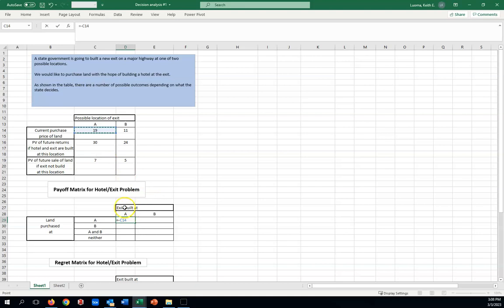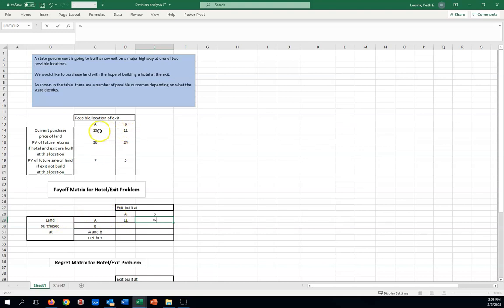So we have to look at this side of it. This is saying that the exit was built at location A. So we bought at A, and they decided to build at A. So in this case, we did well. We'll get the $30 million in returns. So that would be a net result: spend 19 and then get 30, and that result would be 11. Let's go across here because it'll start the same way. This row here still says we purchased A, so our purchase price would be negative.